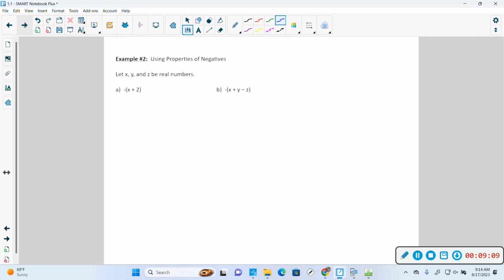Okay, use properties of negatives. Of course, we're just going to distribute through. We're going to be super conscientious of our signs. So negative times x, negative times +2. So it just switches the signs. Too easy. All right, same thing here. Watch your signs. Negative x, negative in the y. And of course, ooh, exciting, 2 negatives make a positive.